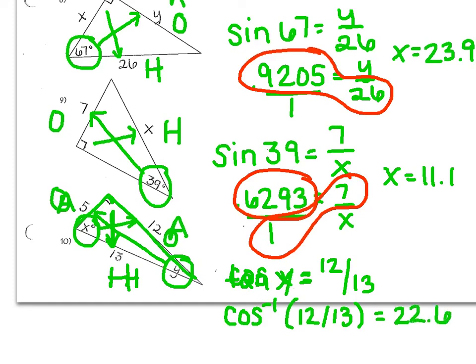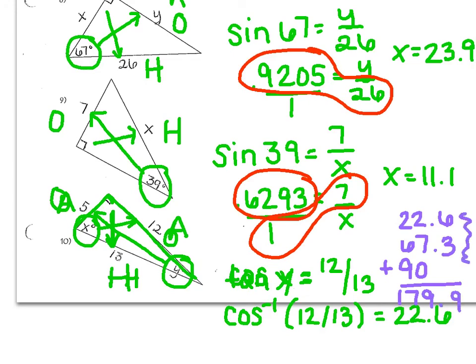Now here's a quick way to check to see that we got those right. We got 22.6 this time. I think we got 67.3 the last time. And then we have a 90 in there. When I add all of those up, they better equal 180. Because if they don't equal 180, then I don't have a triangle here. And I think this actually, if I add these just how I have it written, comes out to like 179.9. That's just because we rounded off these decimals here. So 179.9, that's close enough to 180 to know that we got it right.